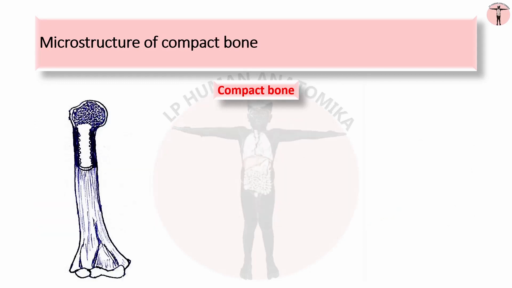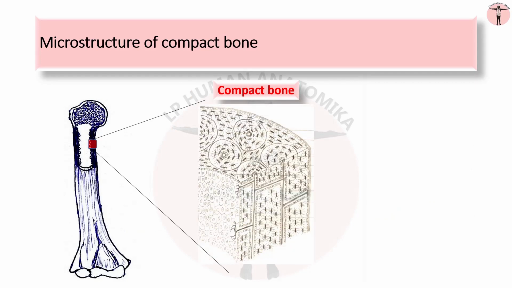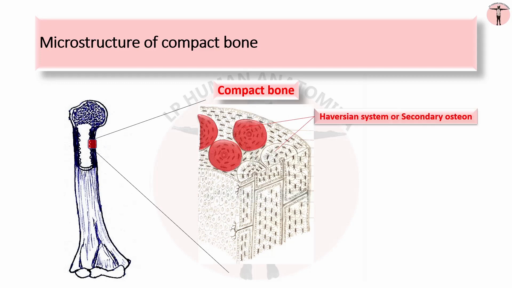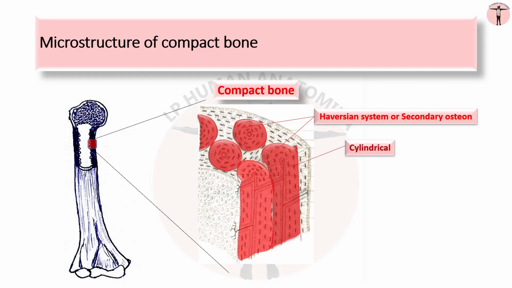Coming to the microstructure of adult compact bone, when a small part of the shaft of the adult long bone is sectioned, it shows numerous units of bone structure called Haversian systems or secondary osteons. These are cylindrical in shape, running longitudinally along the length of the bone with the long axis parallel to the long axis of the bone. They branch and anastomose with each other.